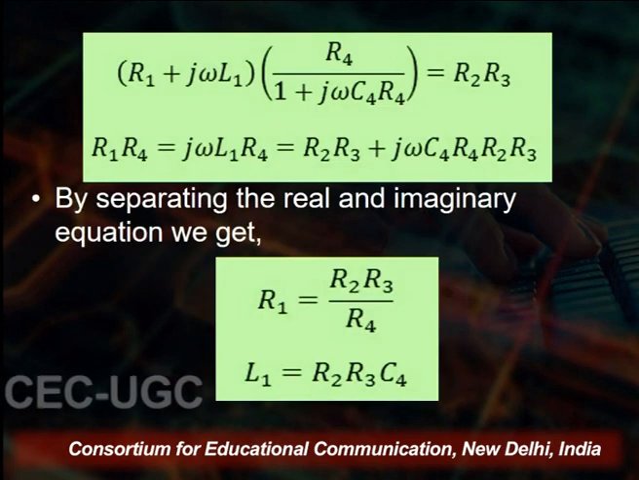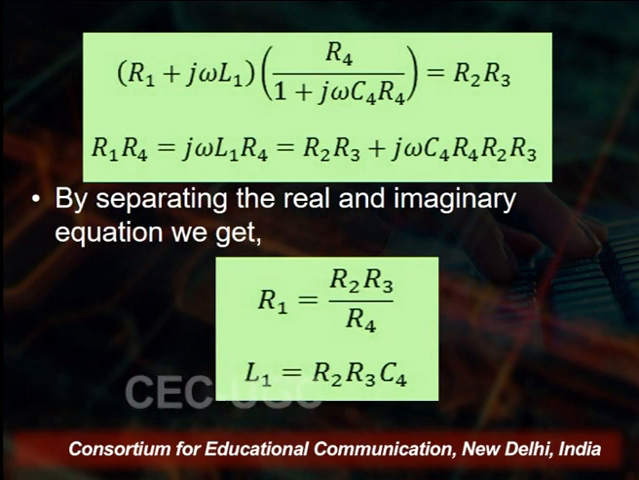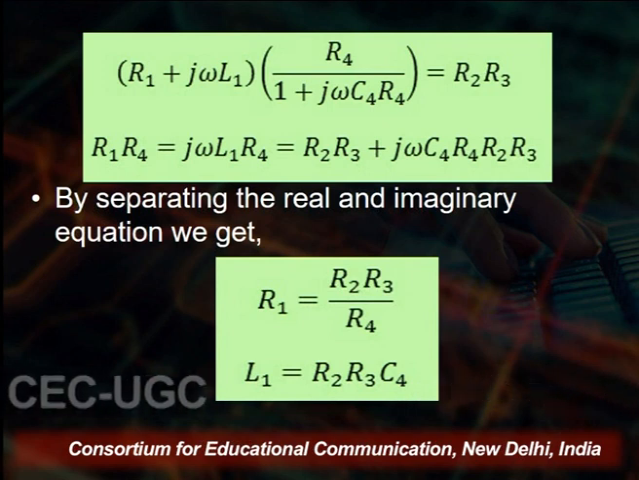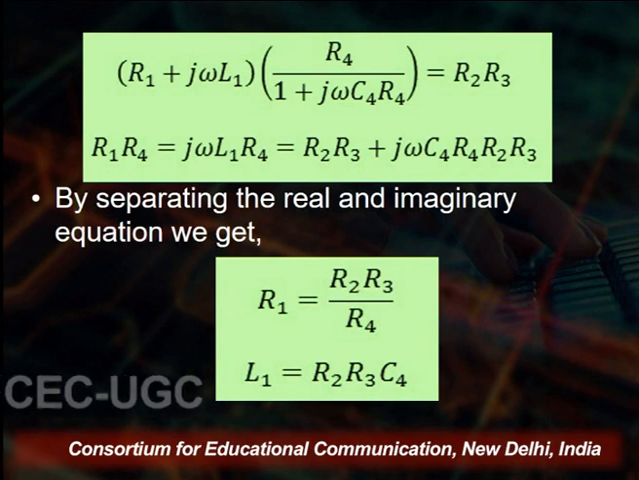For balance conditions, we can write R1 plus j omega L1 times R4 divided by 1 plus j omega C4 R4 is equal to R2 R3, as C4 is variable. At balance, R1 R4 plus j omega L1 R4 is equal to R2 R3 plus j omega C4 R4 R2 R3, all are balanced. By separating the real and imaginary parts, finally we get R1 is equal to R2 R3 divided by R4, and that is how we can measure the inductance here.